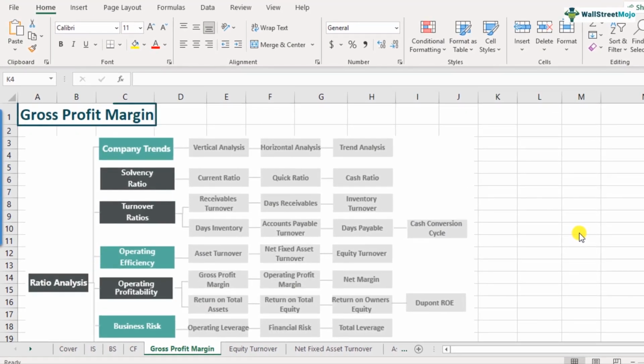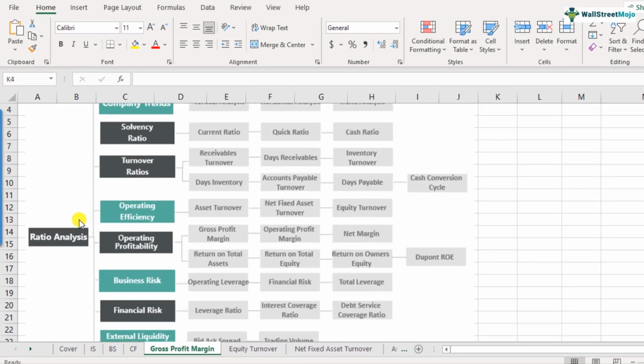What is gross profit margin? Gross profit margin is a part of the ratio analysis framework and it comes under the operating category. Here we will be discussing 3 margins: the gross profit margin, operating profit margin and the net profit margin. But in this video, we'll be discussing only one, that is the gross profit margin. In order to fully understand what this margin is, it's divided into 2 parts. The first part is the gross profit and the other part is the sales.